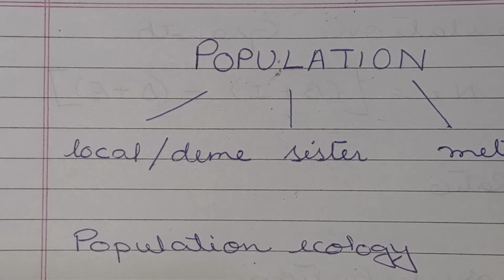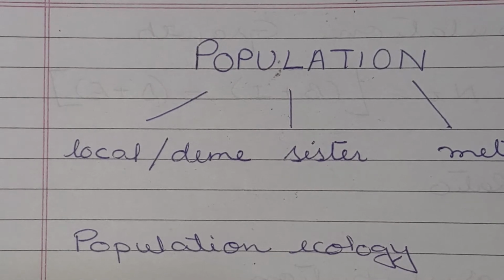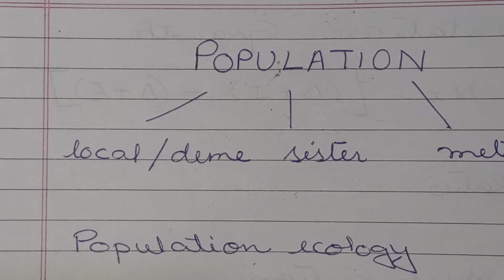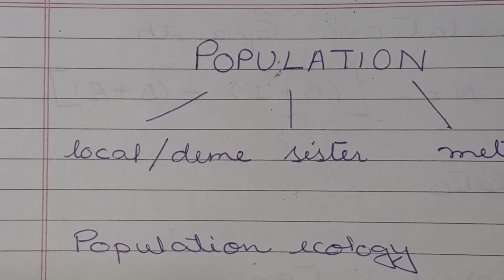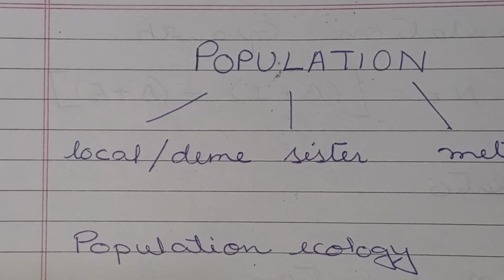So those particular organisms are known as populations. Now, when we are talking about population, we come across a term, local population or deme. That means the population of an organism living in a specific area. When the population is strictly restricted to one particular area, then it is known as a deme.